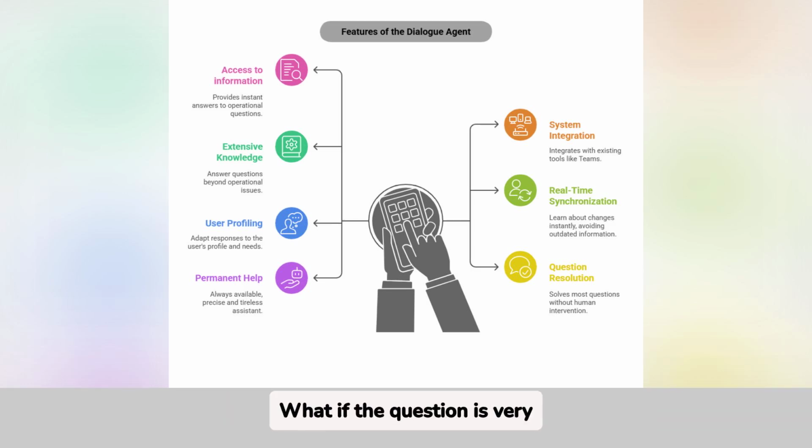What if the question is very specific or uncommon? The chatbot also takes this into account. If it can't respond accurately or detects that the question is beyond its scope, it has a clear protocol. It forwards the query to the appropriate person, suggests scheduling a call, sending an email, or opening a support ticket. But it resolves 90% of everyday questions on its own, without human intervention.